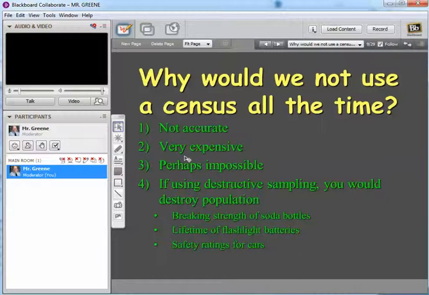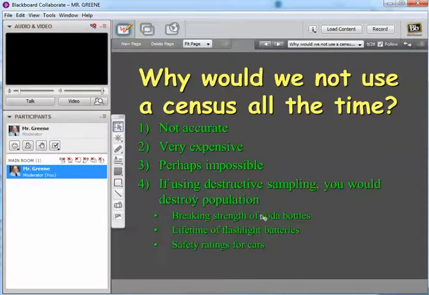The government only takes a census once every 10 years. It might actually be impossible to do. If you were asked to count all the frogs in a particular pond, you actually don't know if you ever got all the frogs. There might have been one hiding there. It's very difficult to count all the frogs or all the fish in a pond or anything like that. It's difficult to do. Might even be impossible to do.